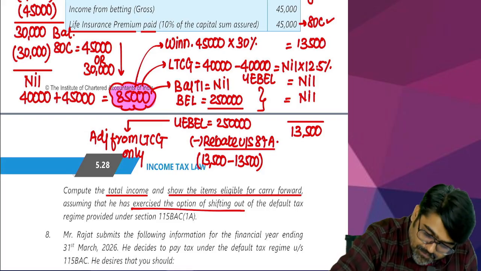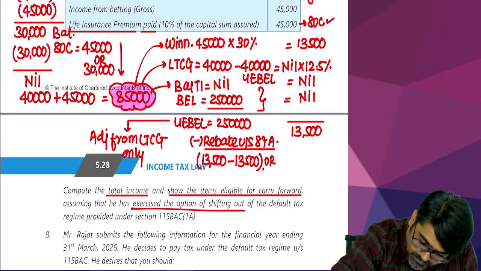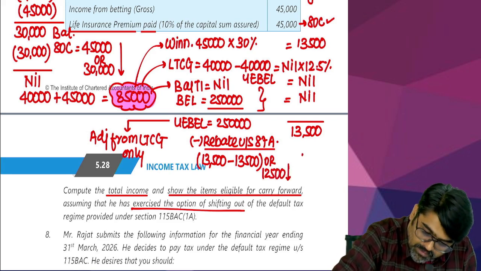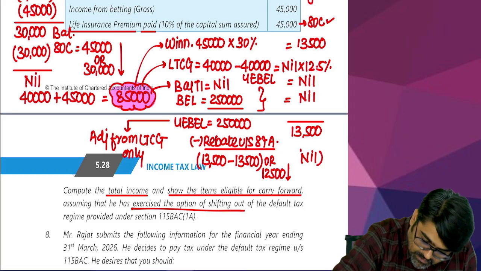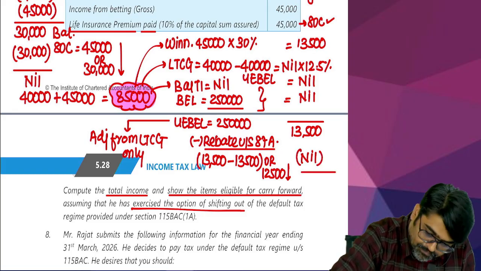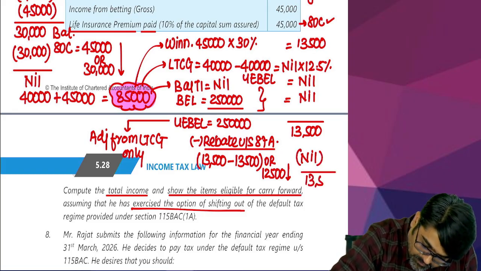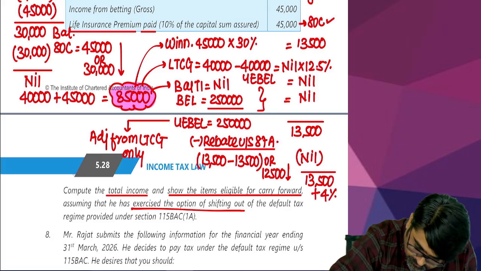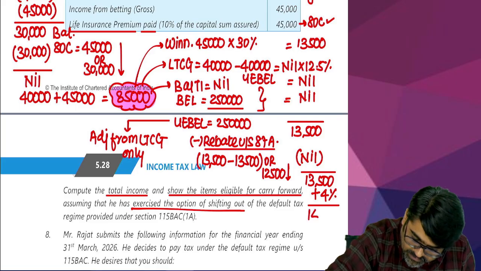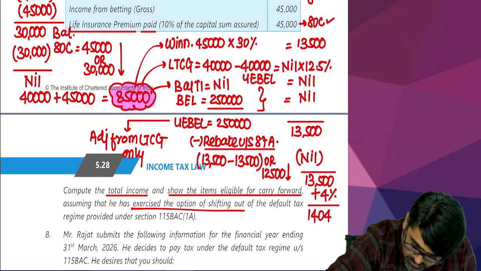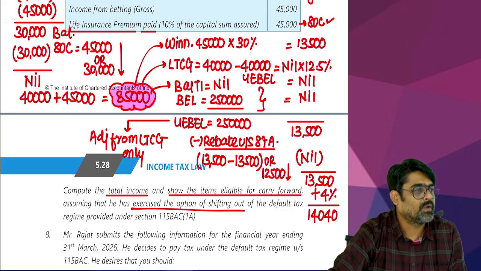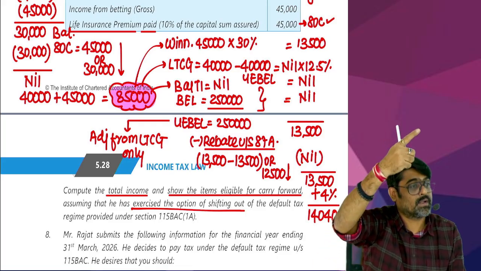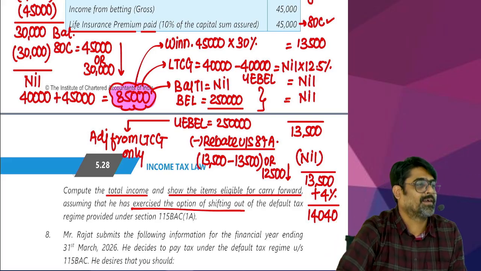Or 12,500, whichever is lower. So tell me, how much rebate? Nil. So how much is the tax payable? 13,500 plus 4%, 14,040. You have done the same calculation once more earlier. Yes or no? But wait, there is a catch.